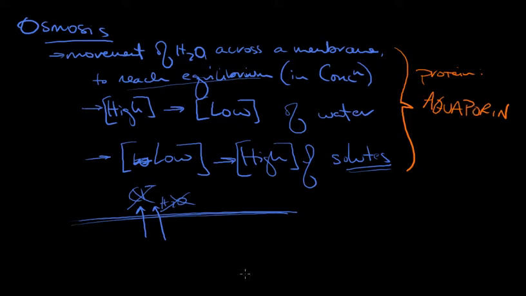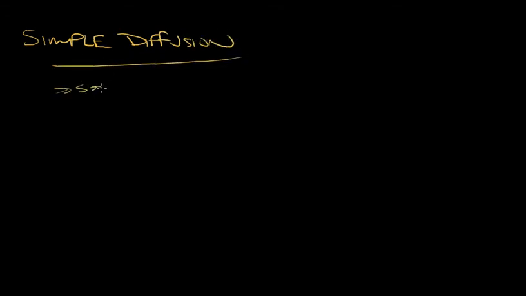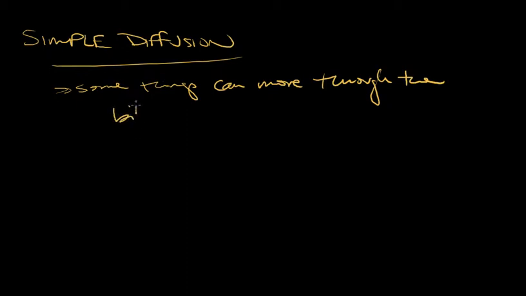Now, I would be remiss if I didn't mention this because I forgot. I was so excited about the model that I forgot about a process that we call simple diffusion. Some things can move through the bilayer on their own. They don't need a protein to do so. And oftentimes these things are nonpolar and small.